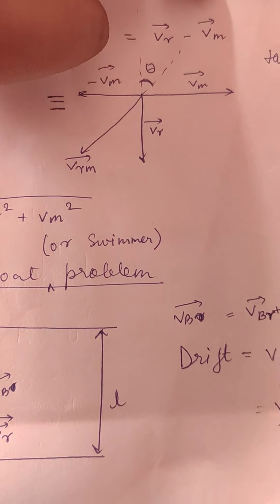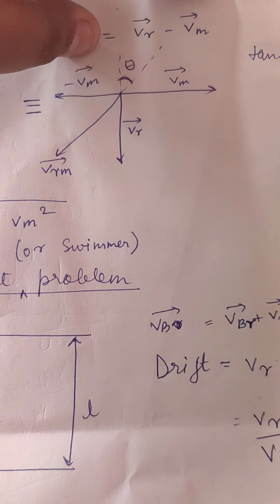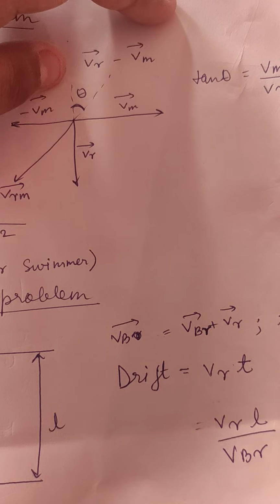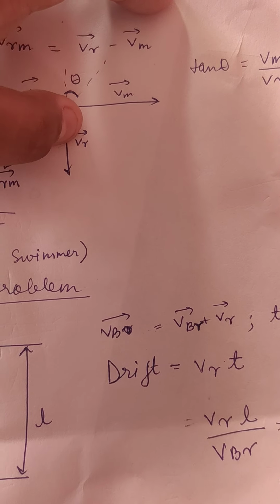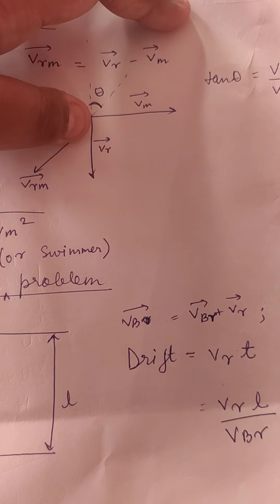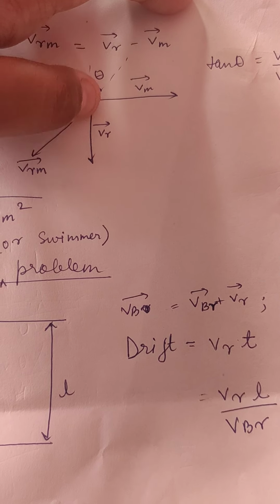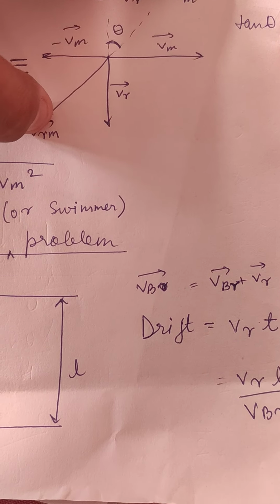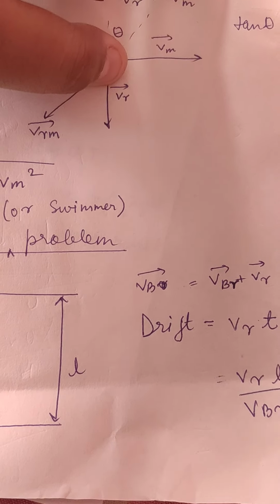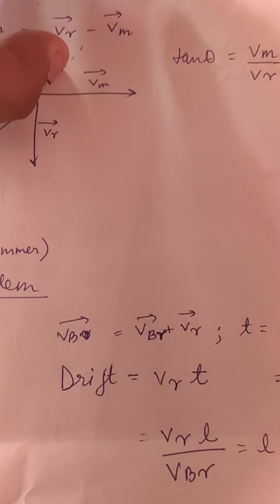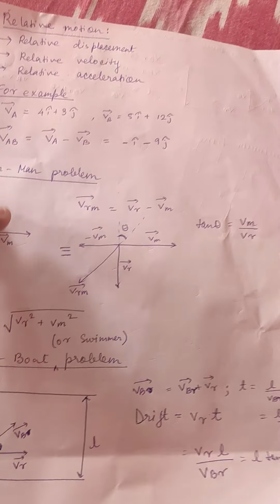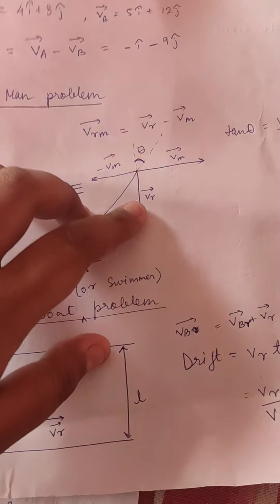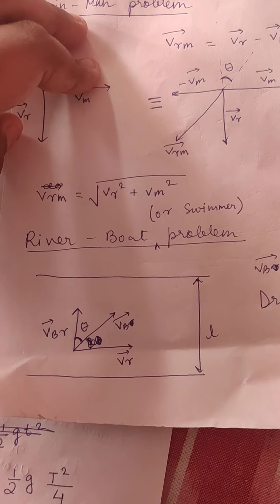Let this angle be theta. Now how to get this theta? We will need a protractor. No, tan theta is equal to Vm by Vr, because this theta is equal to this theta, and this theta is equal to this theta. Oh yeah, opposite angles, right? So tan theta is this by this, that is Vm by Vr. So theta is equal to tan inverse of Vm by Vr. At this angle, the man can slant the umbrella and get rid of the rain.